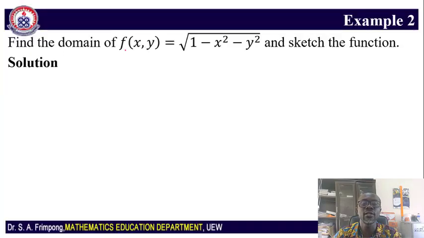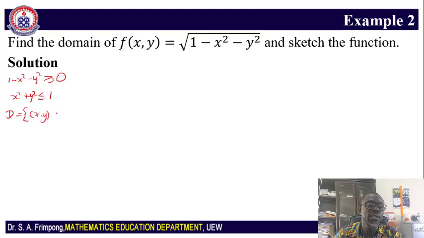We look at the domain of the function and sketch the function. Domain, we know that any value under the square root shouldn't be less than 0. So we have 1 minus x squared minus y squared should be greater than or equal to 0. Therefore, x squared plus y squared should be less than or equal to 1. And that's the domain. So we say the domain is all points on the plane such that x squared plus y squared is less than or equal to 1.